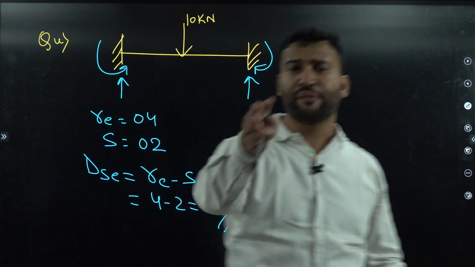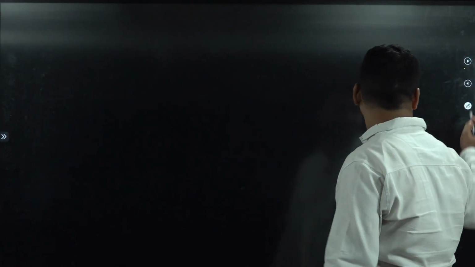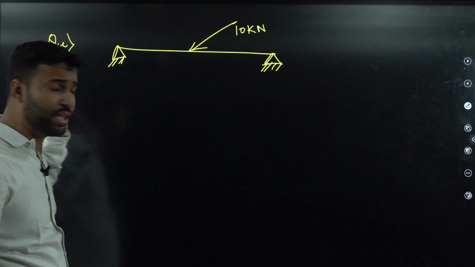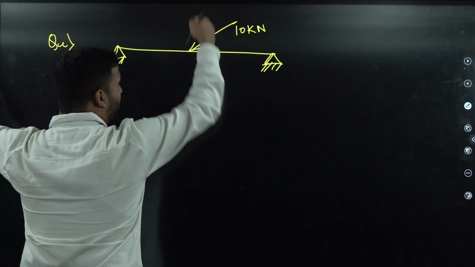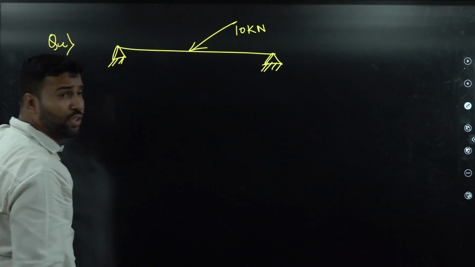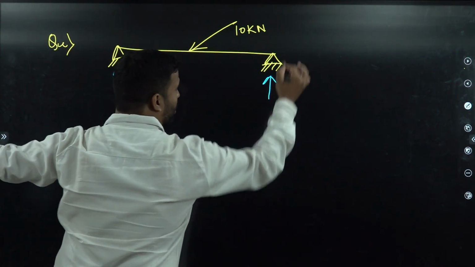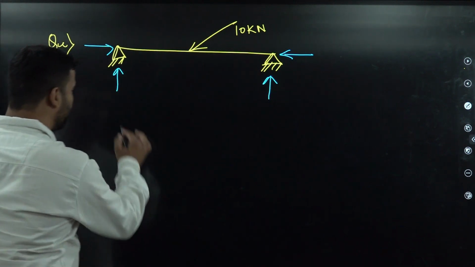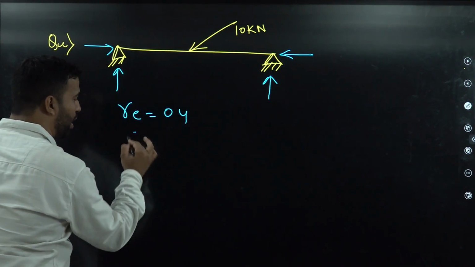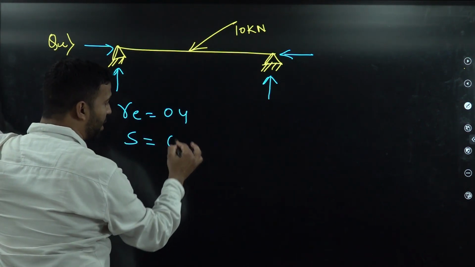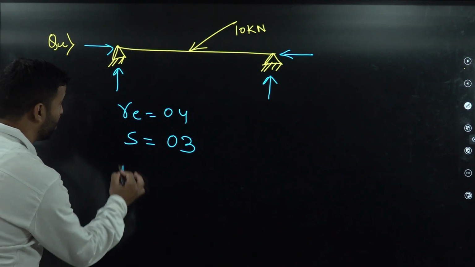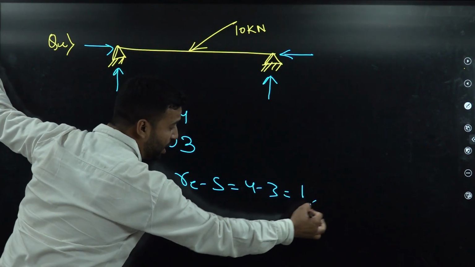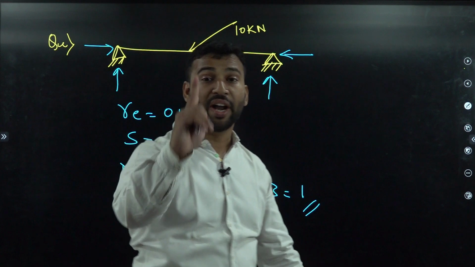Now this type of question you will definitely find in your AE exam. Okay, next question. Now students, this is another case. Find the degree of external static indeterminacy. So we will have one vertical component of this load and a horizontal component of this load. So we will have vertical reaction on both the supports, and we will have horizontal reaction on both the supports. Moment will not exist here because it is a case of hinge support. So what is the value of Re here? 4. And what is the value of equilibrium equations here? In case of general loading we will have only 3 equilibrium equations. So what is the value of DSE here? Re minus S, that is 4 minus 3, which will be equal to 1. So this beam is indeterminate to 1st degree.